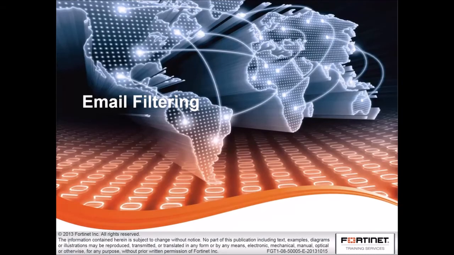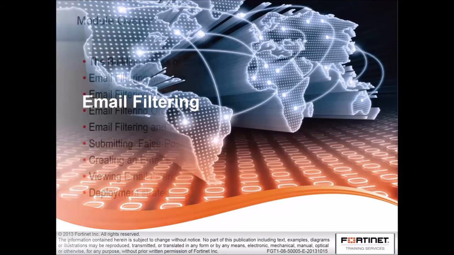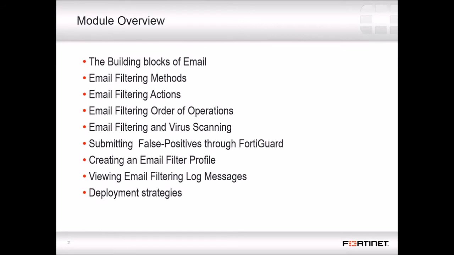In this module, we'll cover the email filtering capabilities of the FortiGate. We'll set the groundwork by covering some basics about email, then we'll go over how to best leverage your deployment strategies. We'll cover email filtering options and the various actions the device can take. Then we'll talk about the order of filtering operations, and we'll briefly cover email filtering and scanning combined.